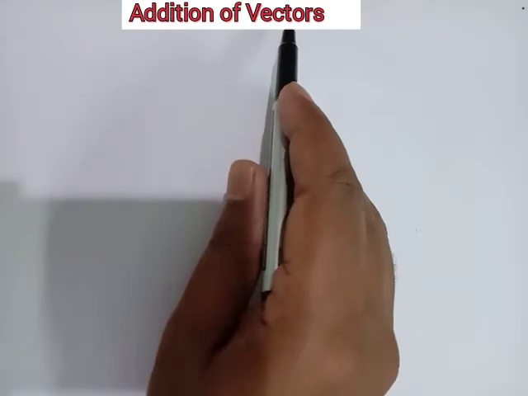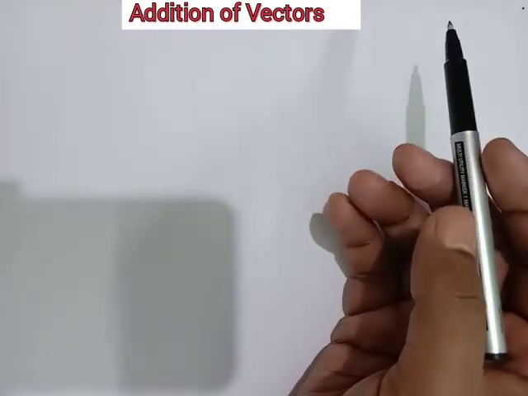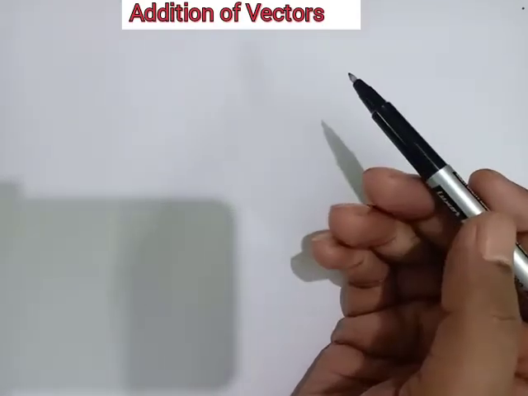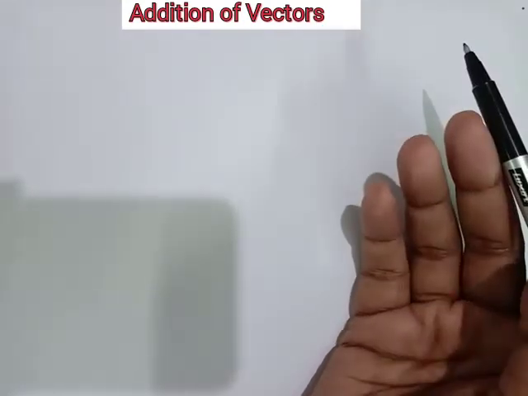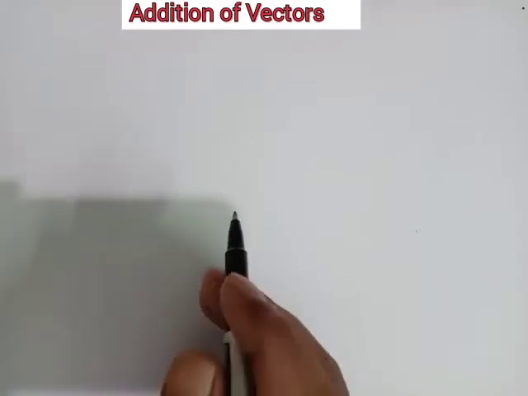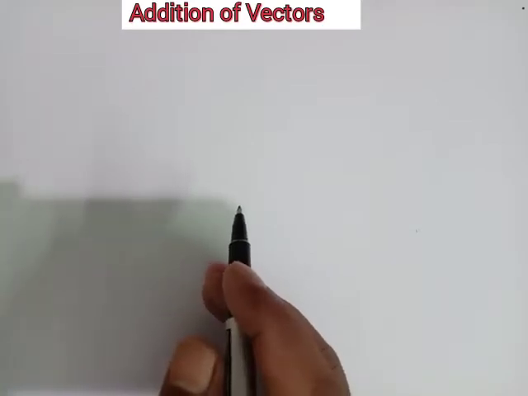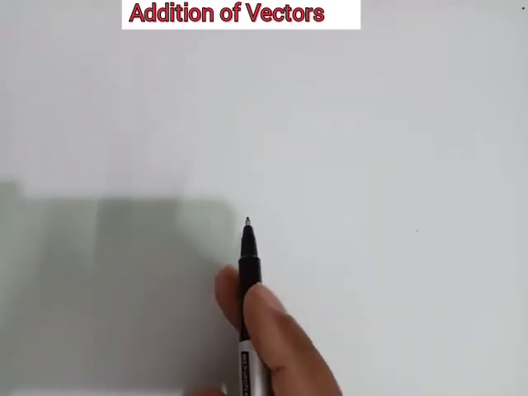We will discuss today vector addition. Now you all know that vectors have both magnitude and direction. So obviously it cannot be added by ordinary algebra. Let us take an example by which we will try to understand how we can add two or more vectors.